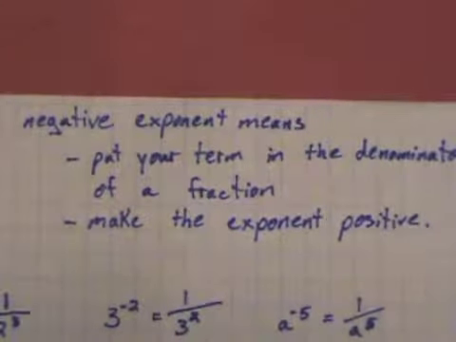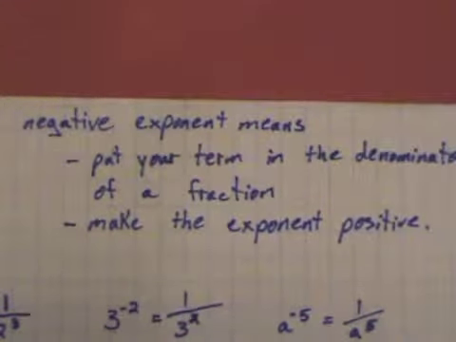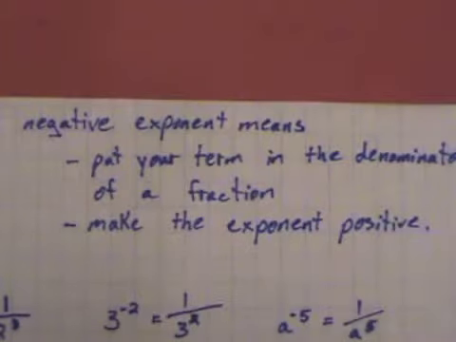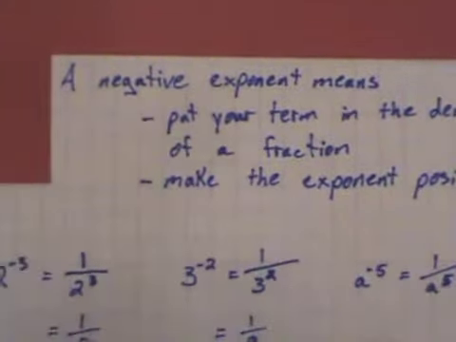We are dealing with negative exponents this time around. A negative exponent, for example 2 to the negative 3, means you have two things to do. First, put your term in the denominator of a fraction, and second, make the exponent positive. What on earth am I talking about? Well, take a look at these examples.